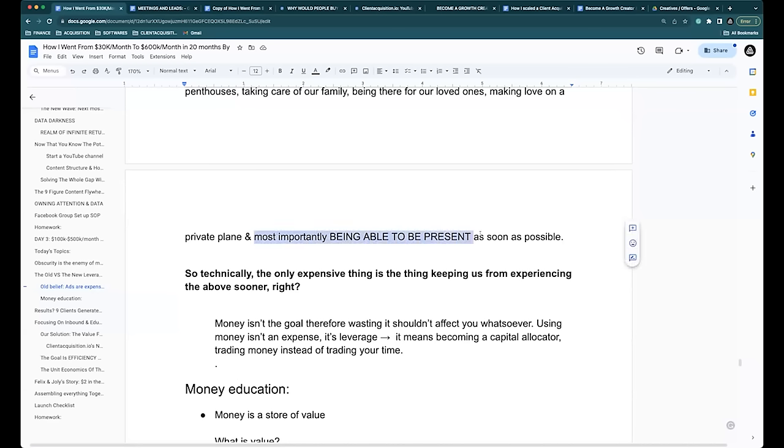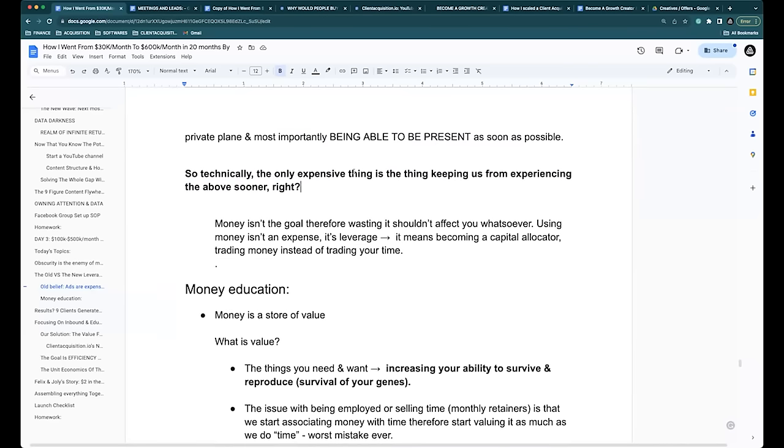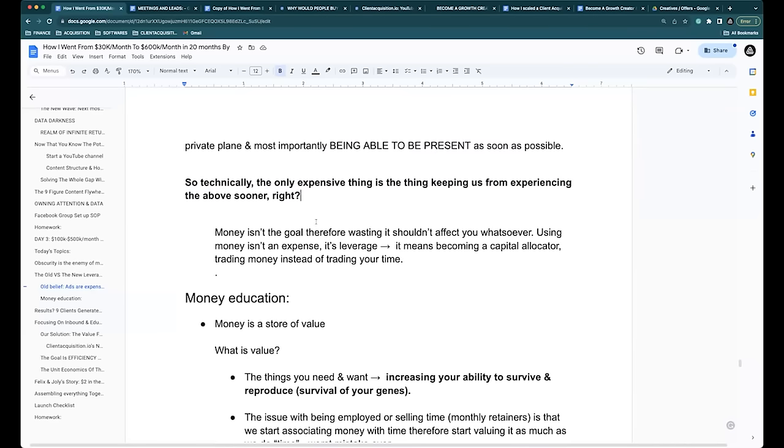But most importantly, to be present as soon as possible, right? So technically, the only expensive thing is the thing keeping us from experiencing the above sooner, right? So money is not an expense. The only expense is you not living your dream life today. That's the only thing you should be worried about today.